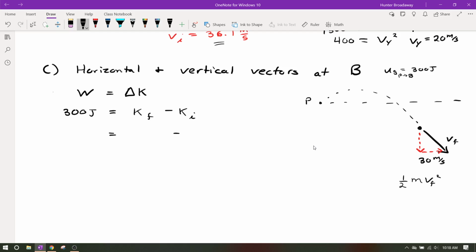The initial kinetic energy is 1/2, 0.5, times 36.1 squared. The final kinetic energy is 1/2, 0.5, times whatever the VF is, squared. And that's going to be equal to 300 joules of energy that got spent in this process, the work done by gravity, because gravity did 300 joules of work. So we need to get a number for this 0.5 times 36.1 squared. I need to get a number for that in joules. So 300 joules equals this number minus this number over here.